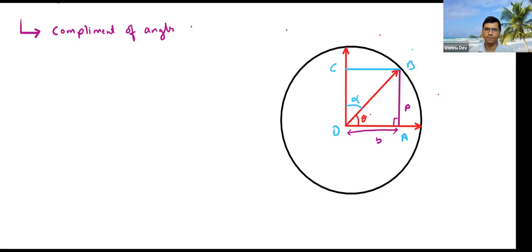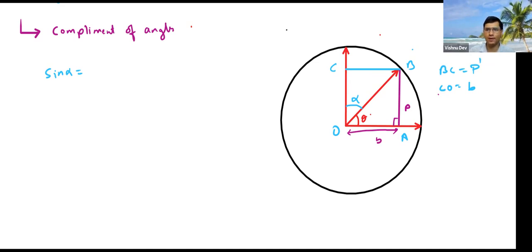Tell me, which side? BC. Yes or no? BC. So here, BC for alpha, BC is perpendicular, right? And CO is your base. Yes or no? Very good, Krishna. Now, tell me, what's the value of sine alpha, guys? What's the value of sine alpha? Tell me, sine alpha is what?